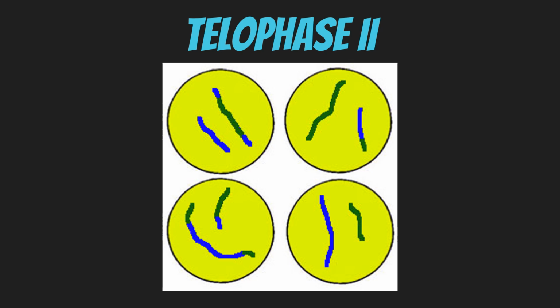The last stage is telophase 2. 4 new cells form, each with a set of chromosomes, which in this example is 2. Yours would have 23 in each cell. This again is how sex cells or gametes form. We started with 1 diploid cell and ended with 4 haploid cells.